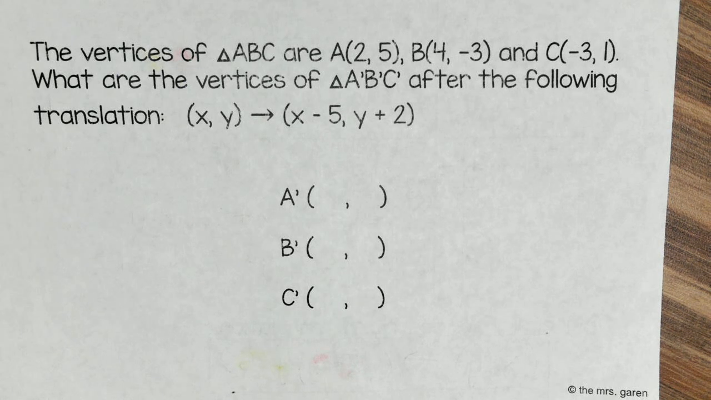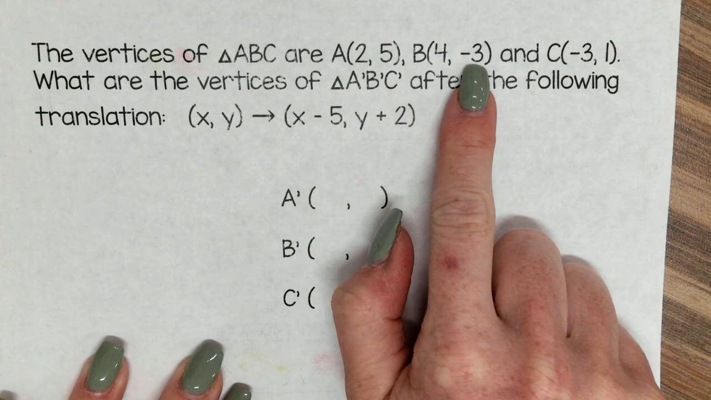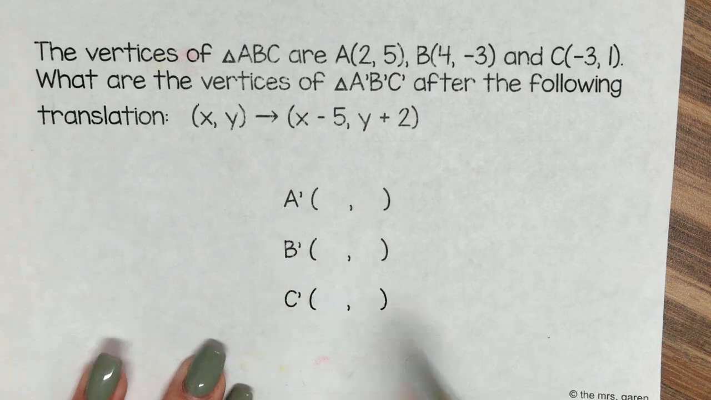They give you the coordinates and the rule, and they say, how would you find the new coordinates after you move it? So they took a triangle that's at (2, 5), (4, -3), and (-3, 1). Then they move it with this rule right here.